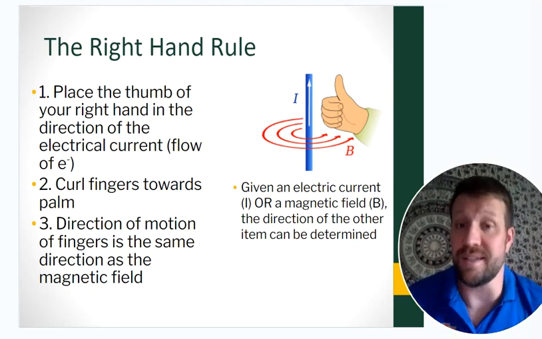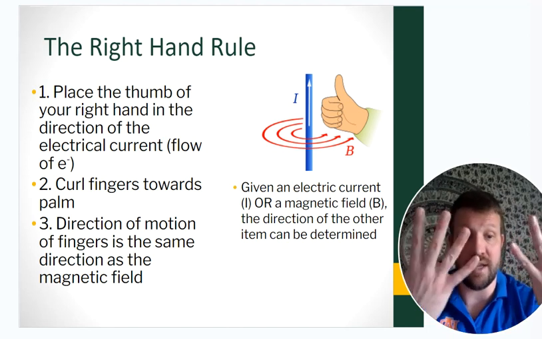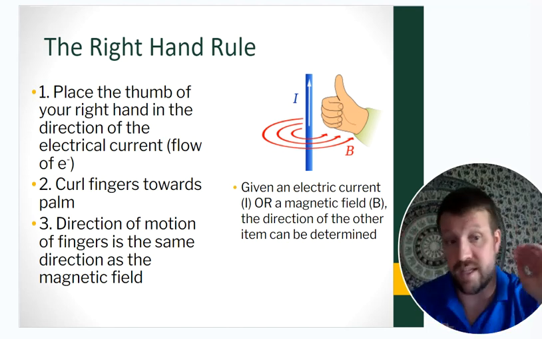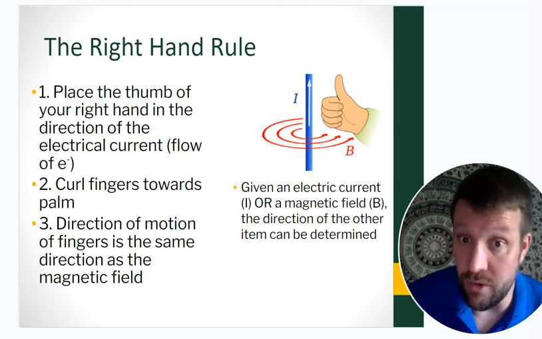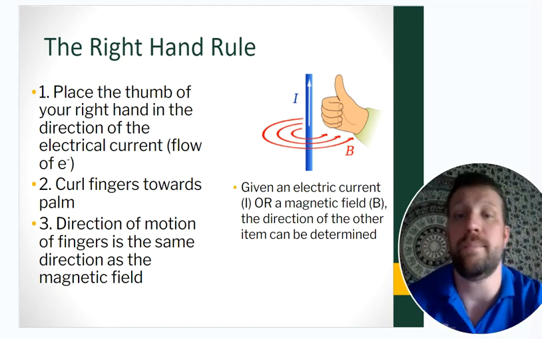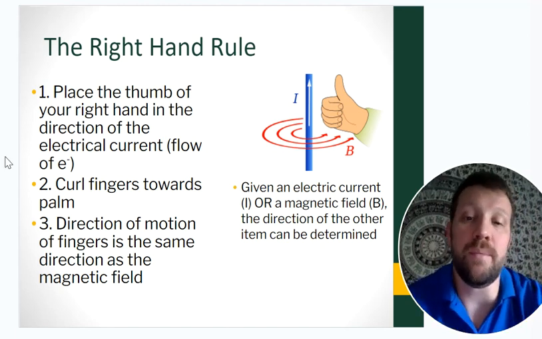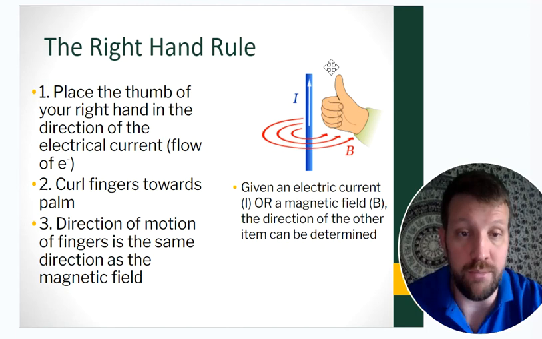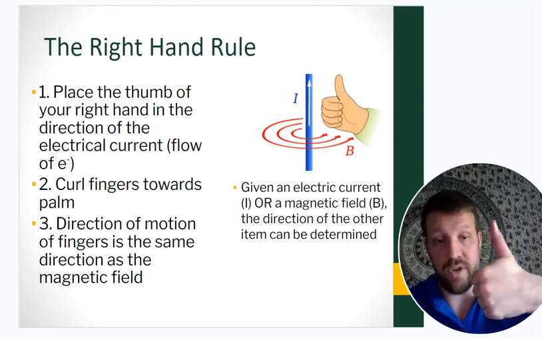And that's important because that's the direction we've noticed the field goes in. If you use your left hand instead of your right hand, you're going to be pointing in the wrong direction. So right hand rule, remember it as that. You're going to place your thumb in the direction of the current moving up here. So current moving up.